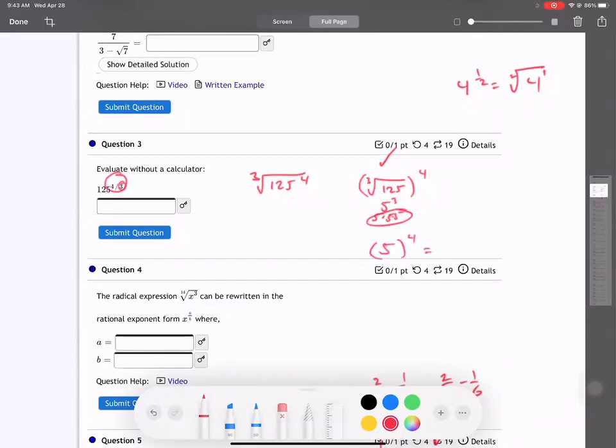Then you have to multiply 5 times 5 times 5 times 5 together in my example. So usually if you can get rid of the radical, it makes it a lot easier. For these problems, you'll probably be able to get rid of the radical. So 5 to the 4th power is 625 for me.